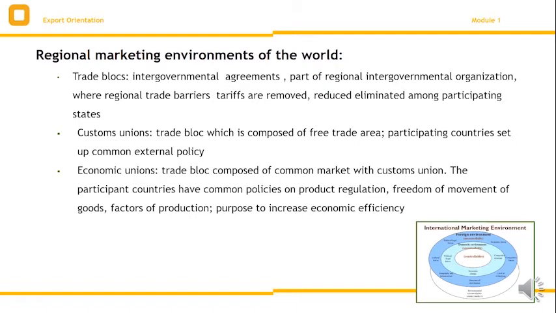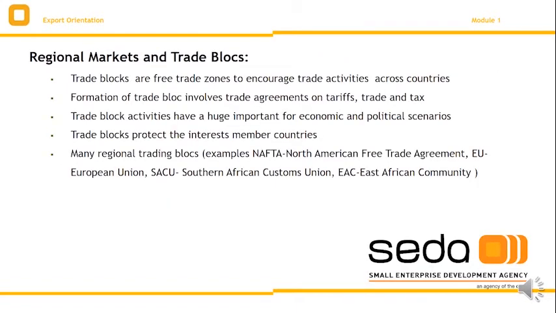To continue with trade blocs are free zones. They are there to encourage trade across countries. They are there to encourage you as the SMME to actually export to other countries. A formation of a trade bloc involves a trade agreement on tariffs, trade, and taxes. So there needs to be an agreement in place between the member countries or the member states with regards to the removal of tariffs or the reduction of tariffs or taxes that are incurred when you are exporting.